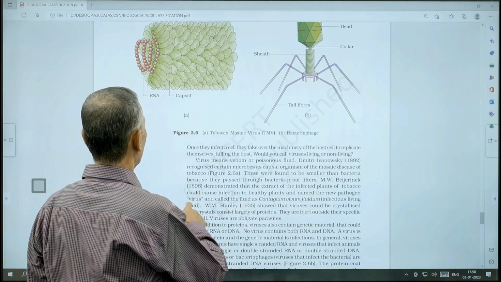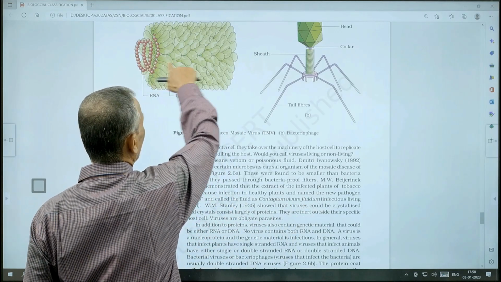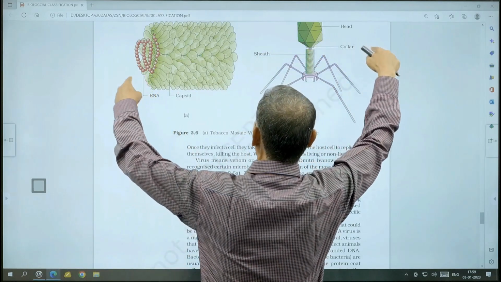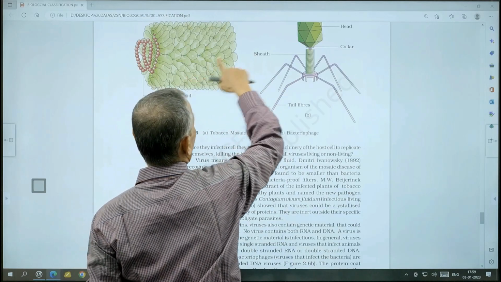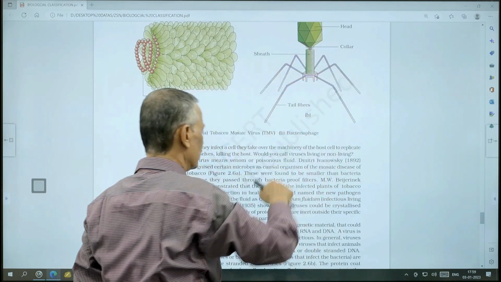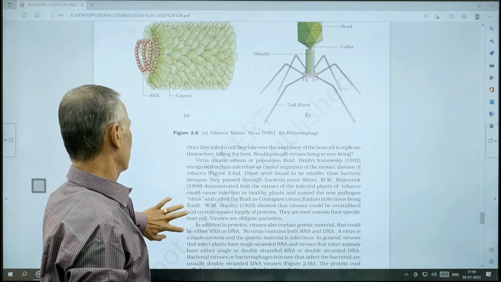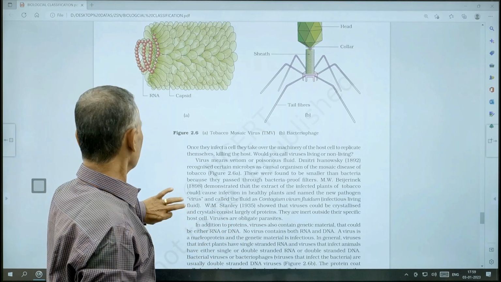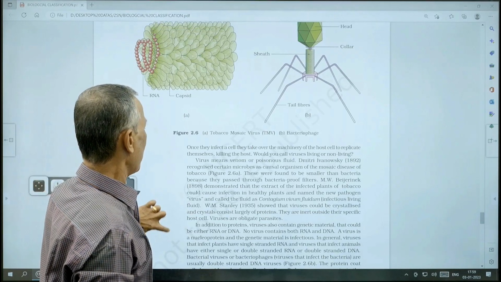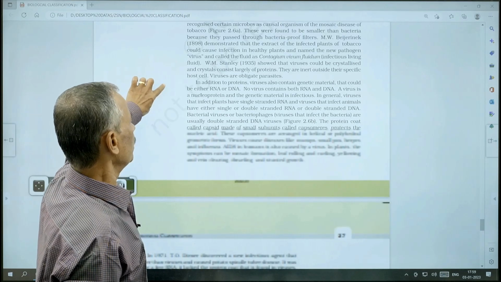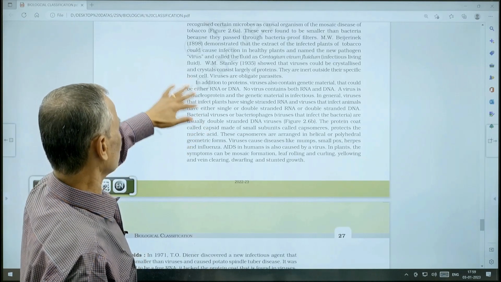What is the structure? Viruses are having a core. That core is either DNA or RNA, but never both. And around them, you will be having a protein sheath. That is in brief the structure of a virus. So, viruses contain either DNA or RNA as the genetic material and they are covered by a protein sheath. That protein sheath may be of different sizes and shapes.